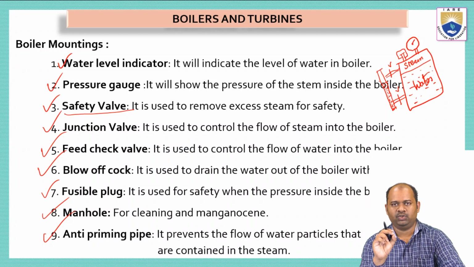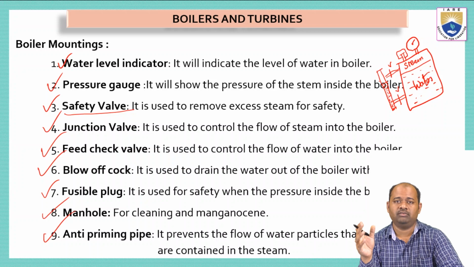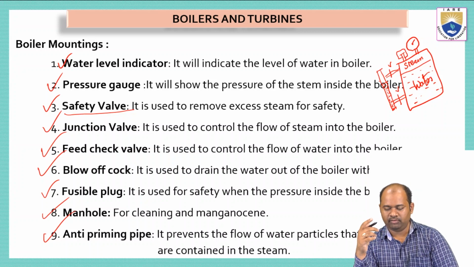The function of this pipe is to stop the moisture at this point before sending the steam to the required place, because the freshly made steam will have some level of moisture present in it. So we have to remove this moisture in order to protect the machines that are made up of metal. Because of the moisture, the machines may get corroded. So in order to do this, we arrange this device called the anti-priming pipe. Now these are all the 9 types of boiler mountings.